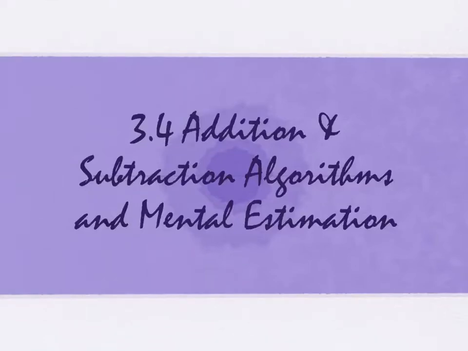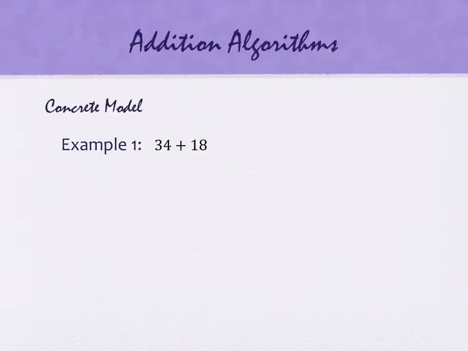So in section 3.4, we're going to look at addition and subtraction algorithms. Algorithm just means ways of doing things, okay, or processes. And then we're going to also talk about mental estimation. So to start with, we're going to do addition. And I'm going to show you some things that maybe you've seen before in terms of models for doing addition, and some that maybe are brand new.